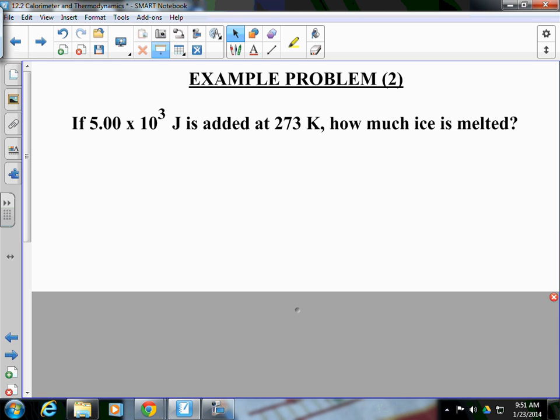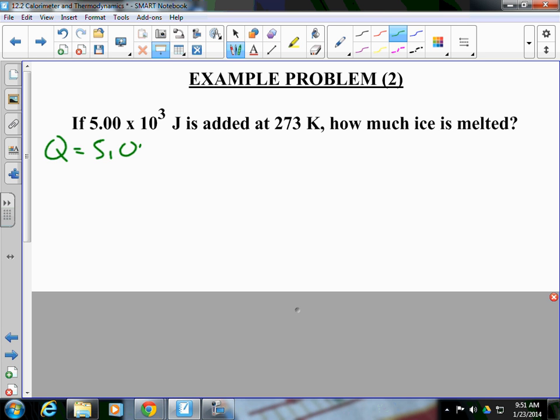If 5.00 times 10 to the third joules is added at 273 degrees Kelvin, how much ice is melted? Well, it gives us really one piece of information. Q is equal to 5.00 times 10 to the third. We're looking for mass, and since we are melting our object, we are dealing with HF. And it's the HF of ice, or the HF of water. And the HF of water is 3.34 times 10 to the fifth.